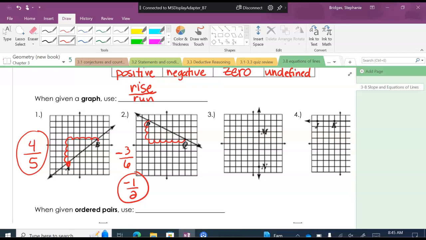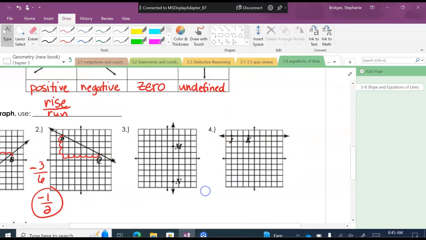All right, with 3 and 4, with the vertical and horizontal lines, you don't really have to count. You just have to remember which one is which. What did we say the slope of a vertical line was? Undefined. So I'm just going to put undefined, or I'd usually just write UND so I don't have to write the whole word. Does everybody see that that is a vertical line on your picture? And then number 4, what kind of line is that? It is a horizontal line, so we're going to say a slope of 0.